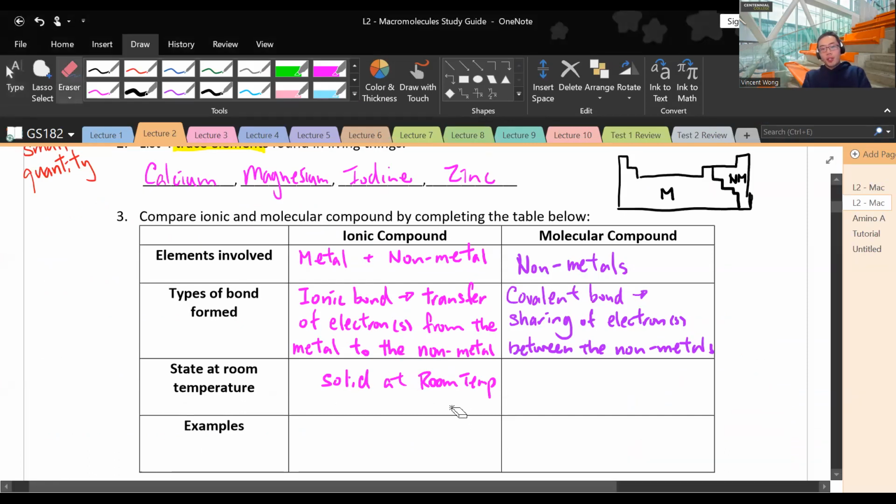All right, so that would be solid at room temperature. An example of an ionic compound would be NaCl, that would be table salt.